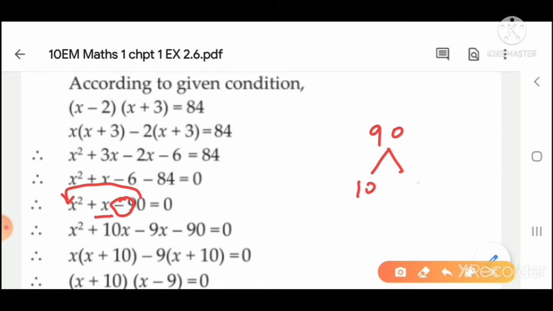So 10 and 9 will be the numbers. 10 9s are 90 and 10 minus 9 is 1. So I got 10x and 9x. What about the sign? This will be plus and this will be minus, then only I will get 1, 10 minus 9 is 1.